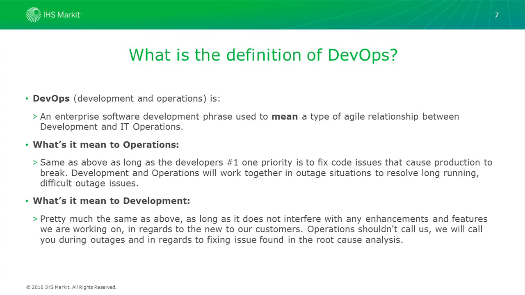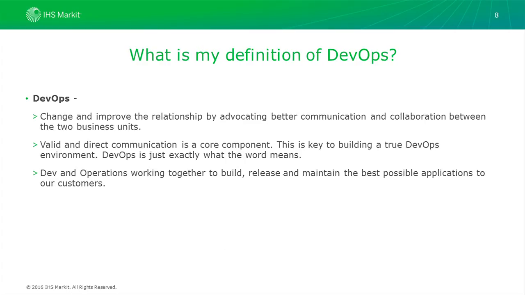DevOps means something different to development at times, and different things to ops. But the true definition, in my opinion, is that those two merge together to put out the best application that they possibly can. There's my true definition of DevOps. I'll let you guys read that. I simplified it a second ago, but it's really the example I threw together that I feel makes the most sense.